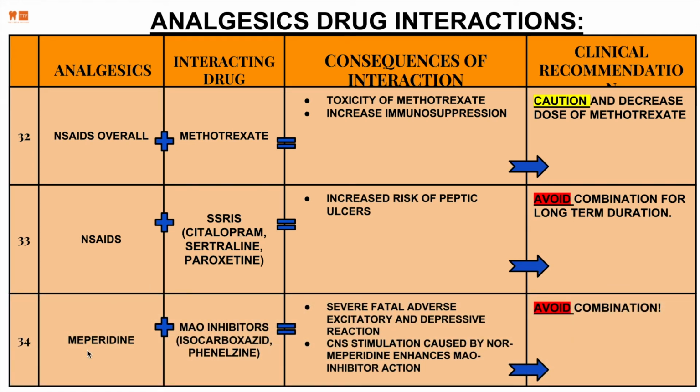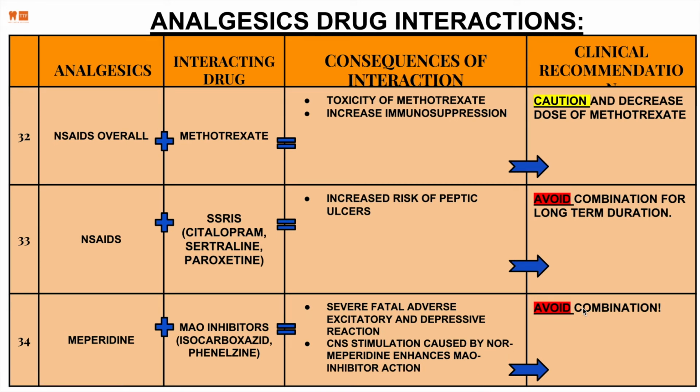Next is meperidine. Meperidine is our opioid, very naughty drug, mixed with MAO inhibitors, monoamine oxidase inhibitors, will lead to severe fatal adverse excitatory and depressive reactions. CNS stimulation caused by normeperidine enhances the MAO inhibitor action. Therefore, we avoid the combination.